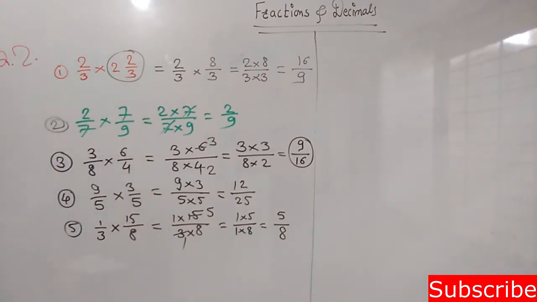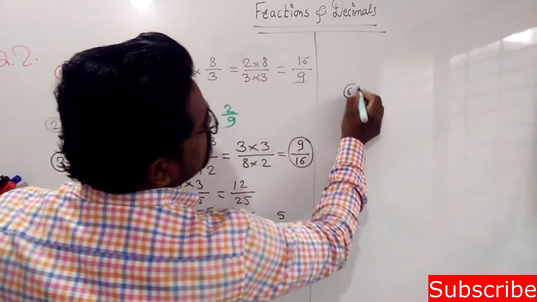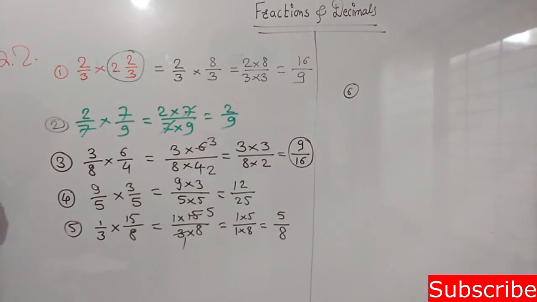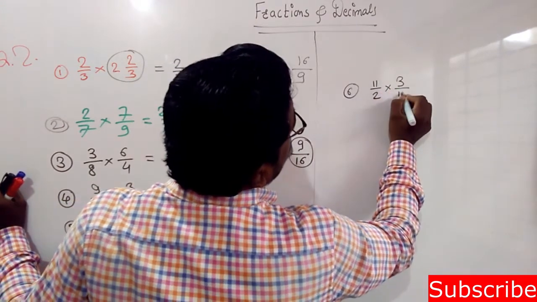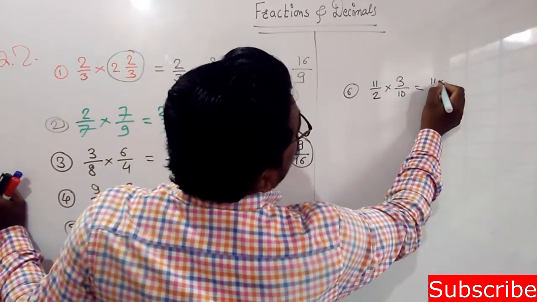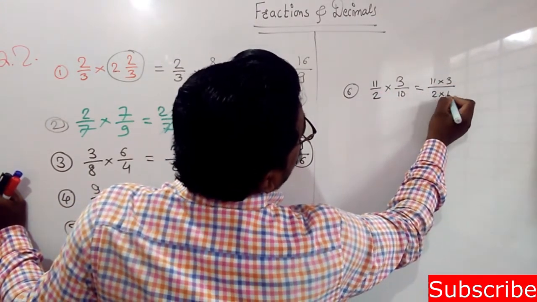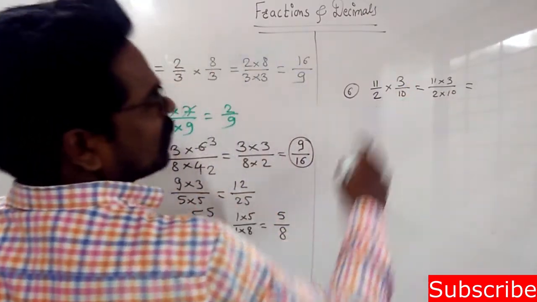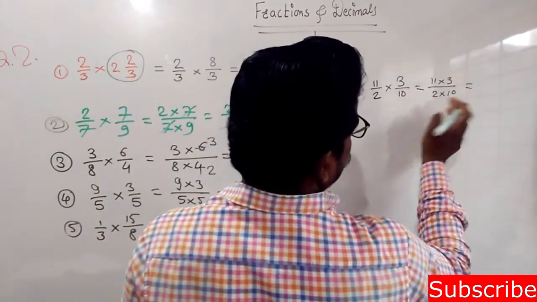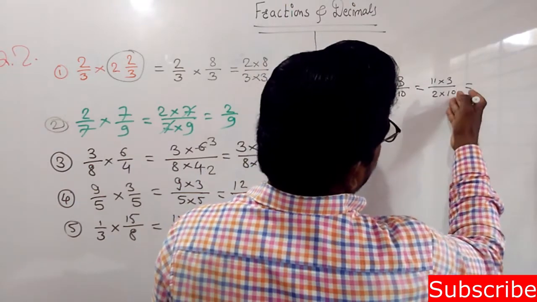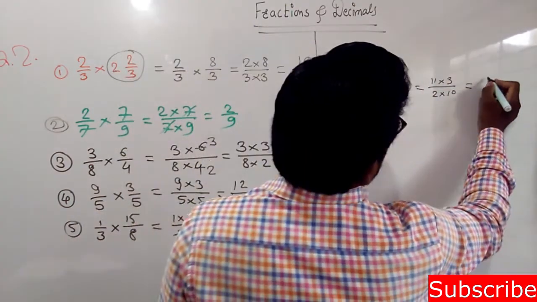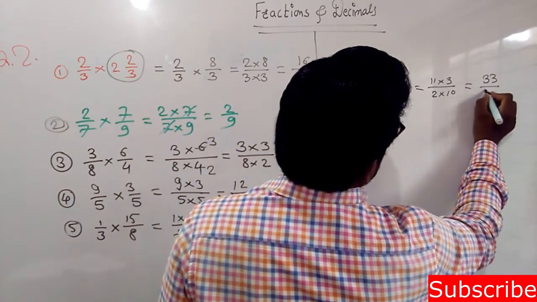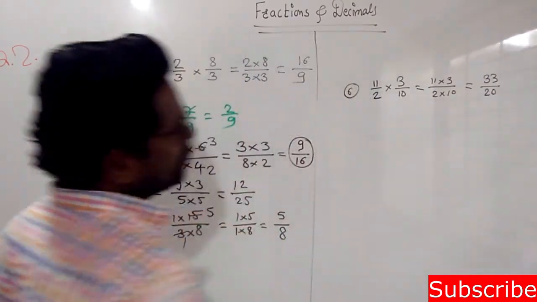Finish, no problem. Now suppose the sixth example is like this. Sixth example, 11 by 2 into 3 by 10. So it is equal to 11 into 3 divided by 2 into 10. Now is there any common factor? 11 and 3 are prime numbers, 2 is a prime number, and 10 and the numerator don't have any common factor. So we will write as it is, 11 3s are 33 divided by 10 2s are 20. That will be your answer.